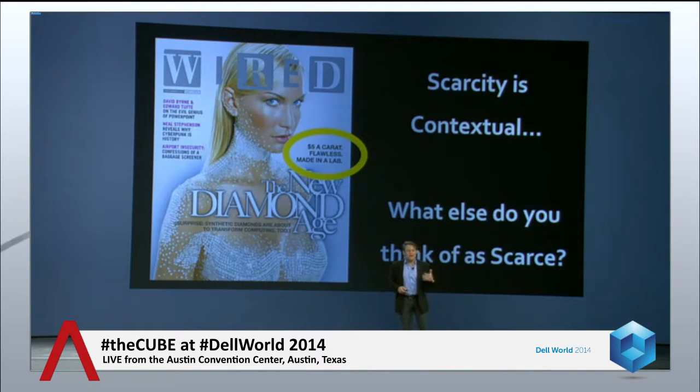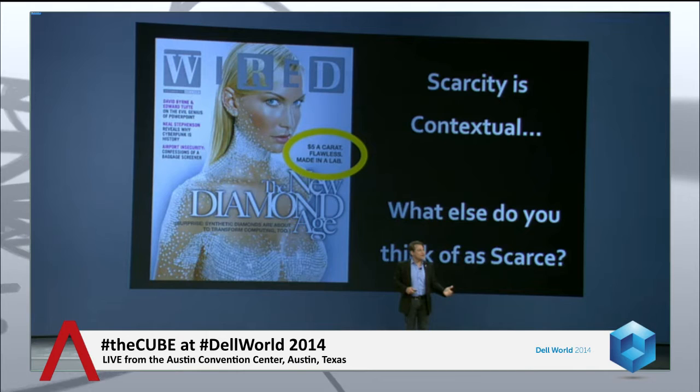So what else do we think of as scarce that is contextually wrong? Because I would posit that there is nothing that is scarce. It's a matter of how you think about it. And almost anything can be turned into abundance. So I'll give you one fun example. One of my companies that I'm very proud to be the co-founder and co-chairman of is a company called Planetary Resources. The question is, are strategic metals or platinum group metals scarce?